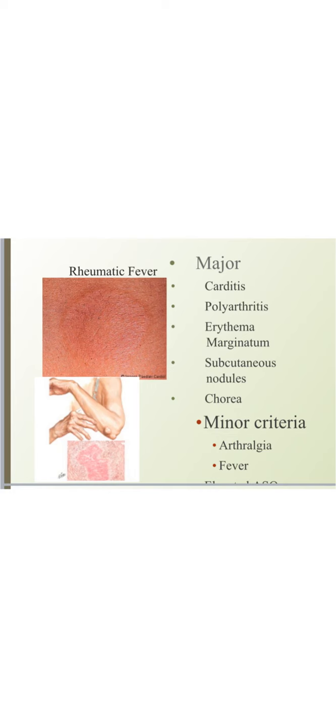Elevated erythrocyte sedimentation rate, C-reactive protein, which tells you about inflammation, and ECG changes. They need to have either 2 major or 1 major and 2 minor, or a combination of all of them, along with having strep throat previously. These effects can be long-term for these patients.